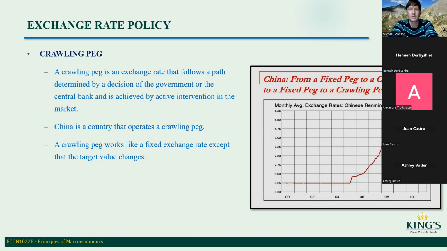So the crawling peg is more similar to the fixed exchange rate. So it is a fixed exchange rate with a changing target. It may go up or down depending on the priorities of the government. So that's what a crawling peg is.